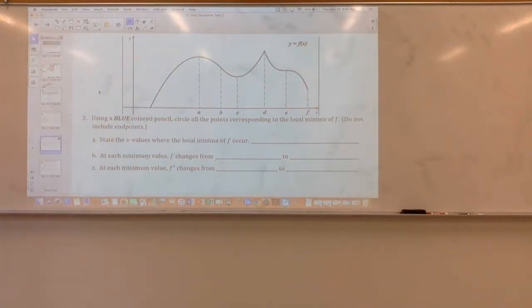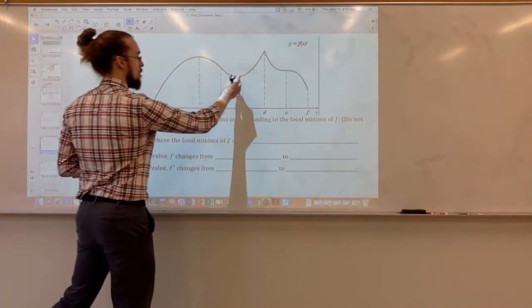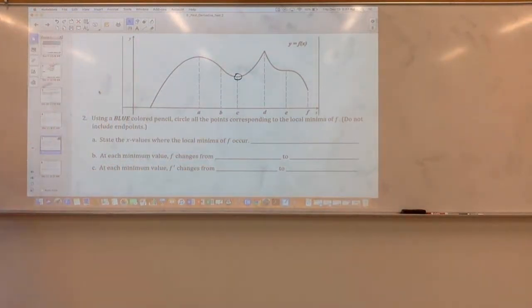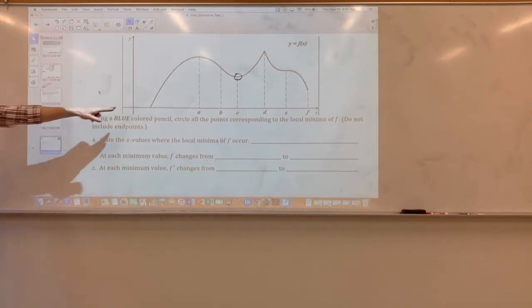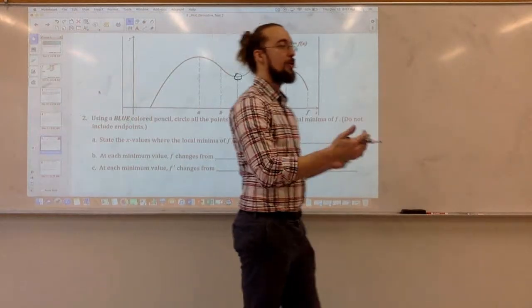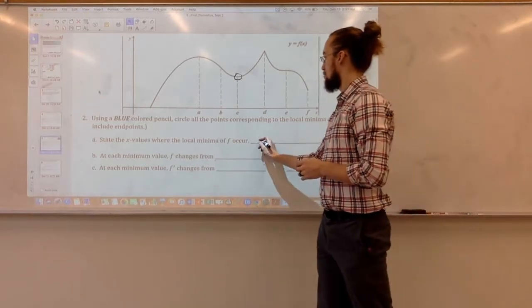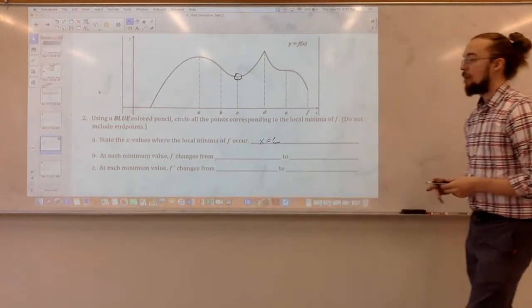All right, so we want to circle all local minima. Where would all my local minima occur? Let's see. Well, we're not including endpoints, remember. So like this and F would both be endpoints here. So I think the only place where a minimum occurs is at C.